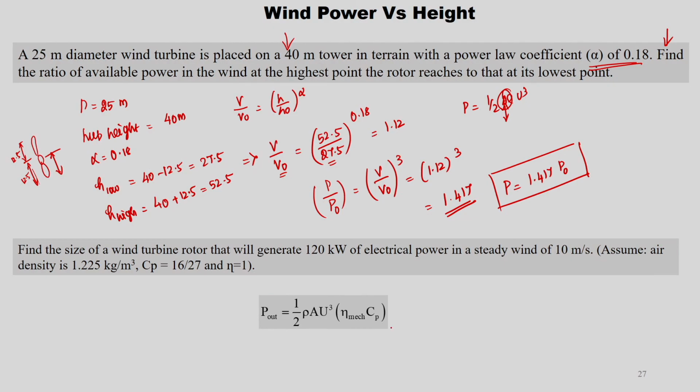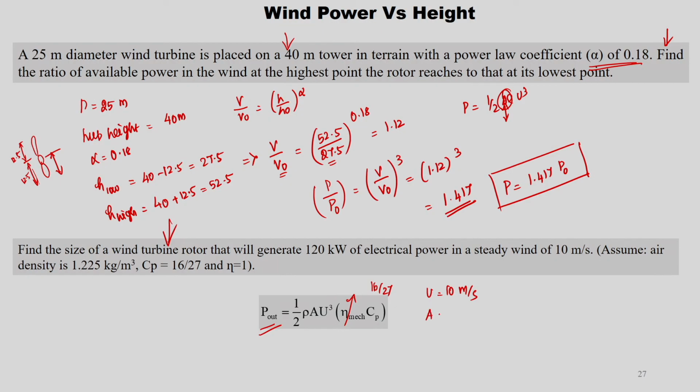Then the second one is on how to calculate output power. Find the size of a wind turbine rotor that will generate 120 kilowatt of electrical power in a steady wind of 10 meter per second. Assume air density is 1.225 kg per meter cube and the power coefficient is given as 16 upon 27, eta is given as 1. So, eta is given as 1, Cp is given as 16 upon 27 and velocity is given as 10 meter per second. We are supposed to calculate the wind turbine rotor size.